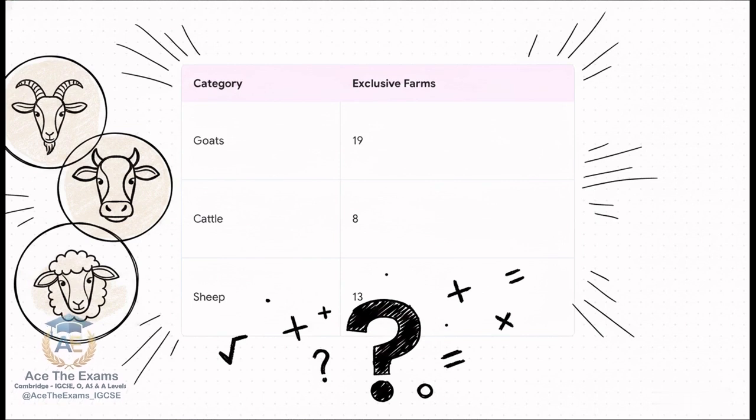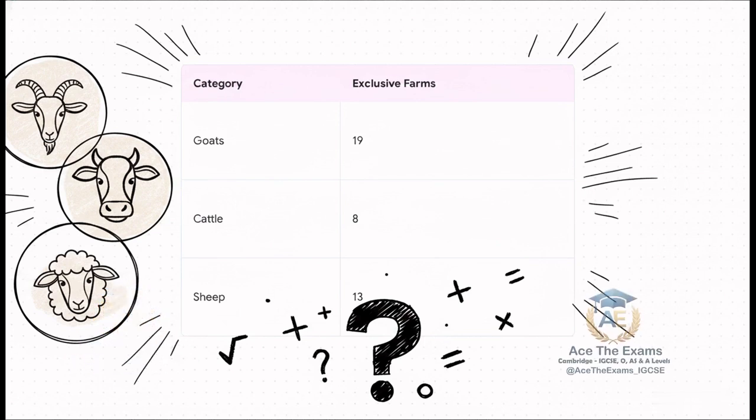You have to translate those words into a clear visual blueprint. Let's display this incredibly tricky mixed farming data set from Assessment 8 to demonstrate exactly how confusing word problems are before you start visualizing them mathematically. The problem states there are 77 farms altogether. 19 farms keep exclusively goats, 8 keep exclusively cattle, 13 keep exclusively sheep.